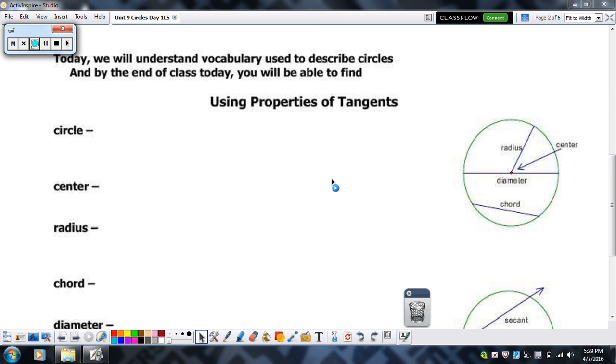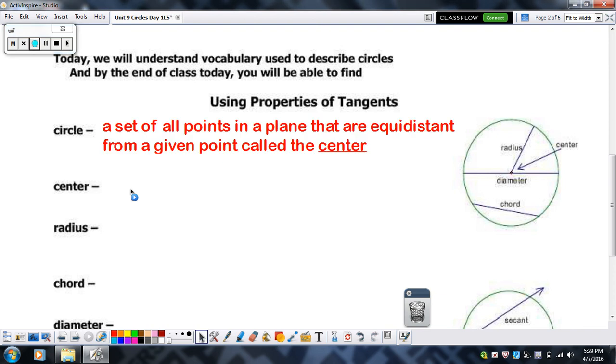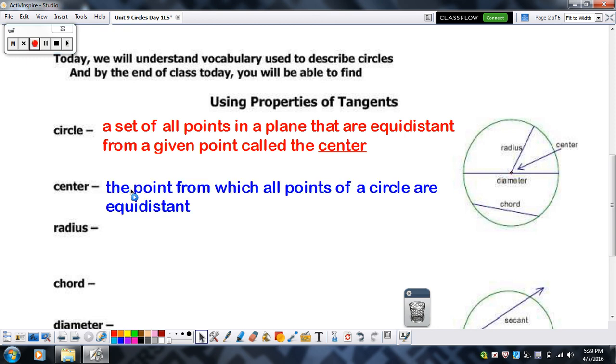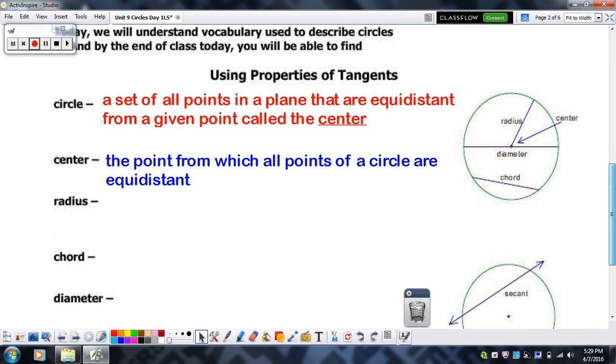Today we start our unit on circles and we'll begin by discussing the properties of tangents. First, a few definitions on circles. Let's look at this diagram here. A definition of a circle is a set of all points in a plane that are equidistant from a given point called the center. And the center is the point from which all points of a circle are equidistant.